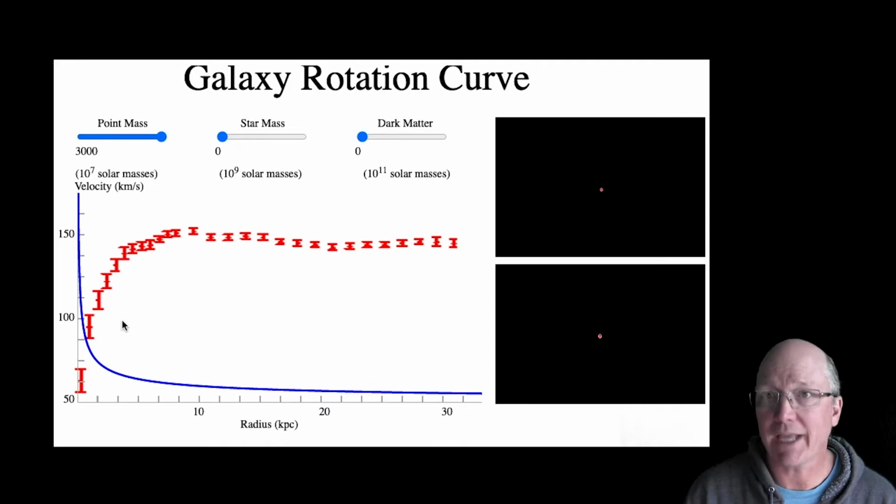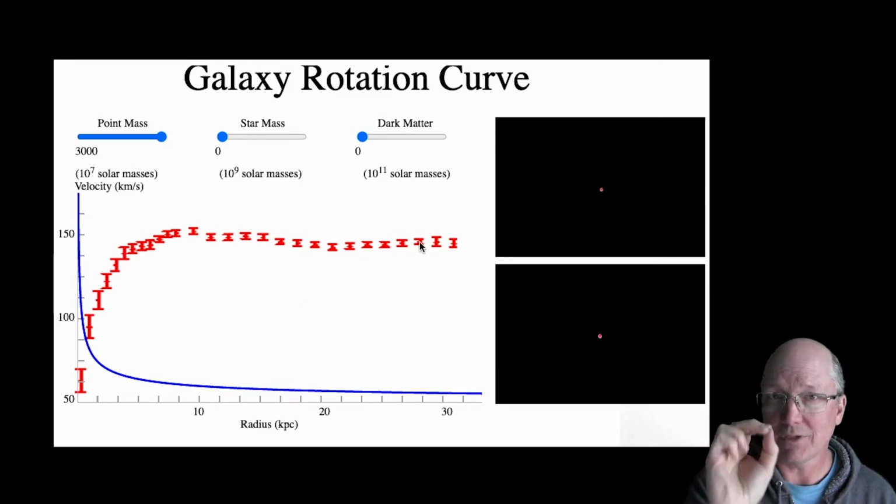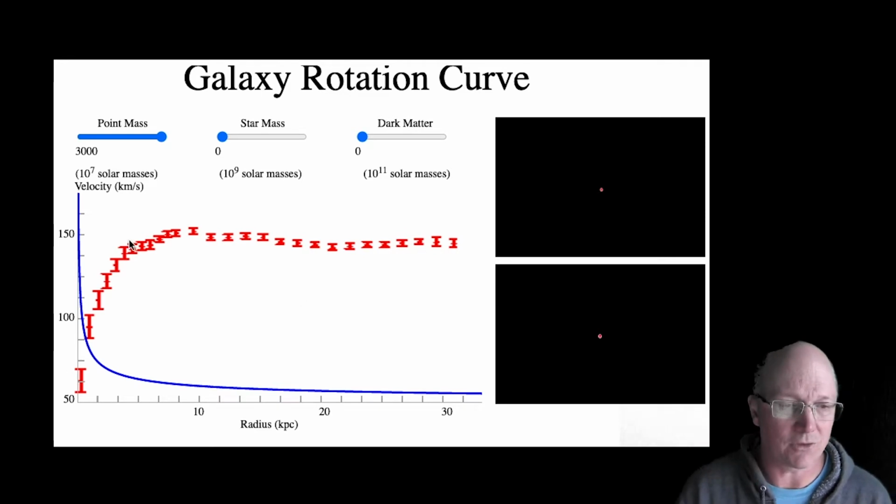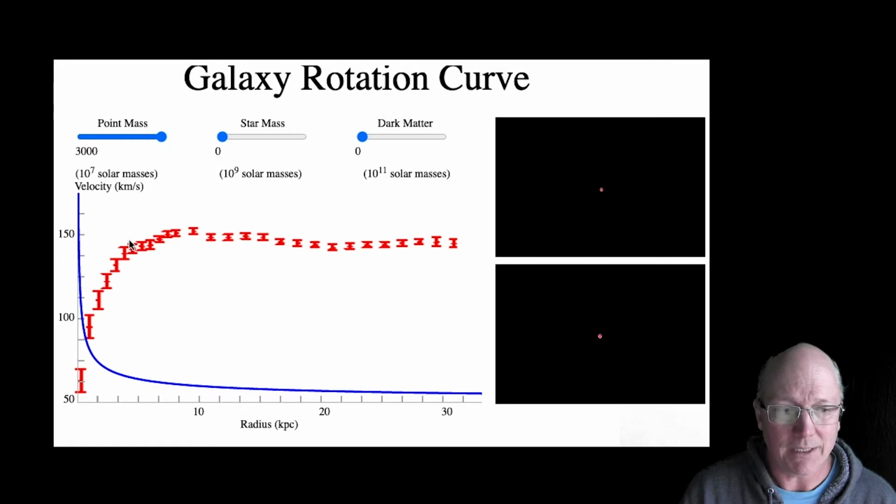So if I just had mass concentrated at the center of the galaxy, if there was nothing else but just this very, very, very dense central mass in the center of the galaxy, I can simulate that by just dragging up this point mass slider.